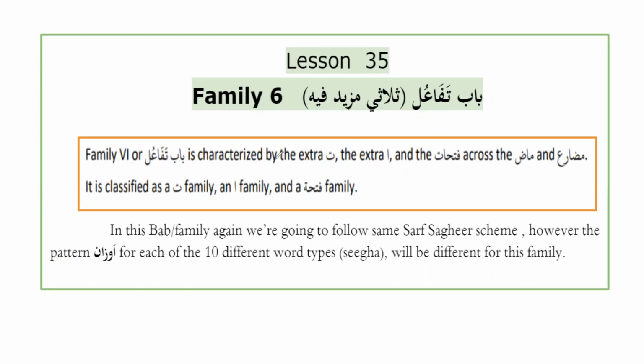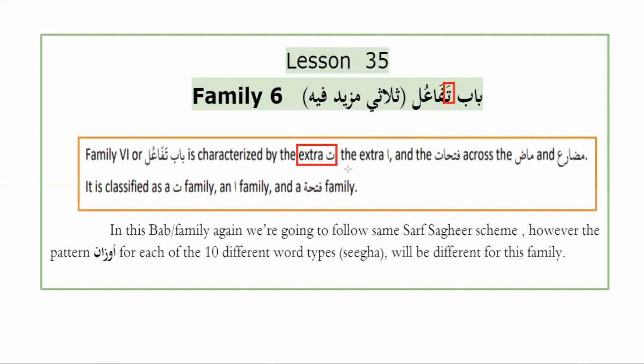Remember in the last family, family 5, tafa'ul, which we usually call the ta'allama family, that family also has extra ta. So this family, family 6, this Bab Tafa'ul also has extra ta, and you can very well see this ta in the very beginning over here.